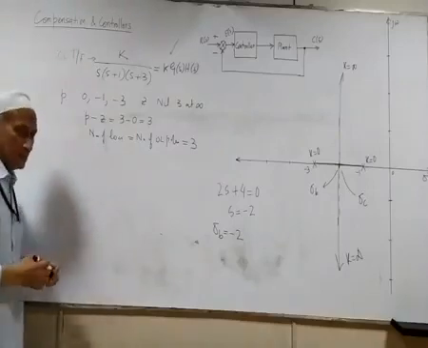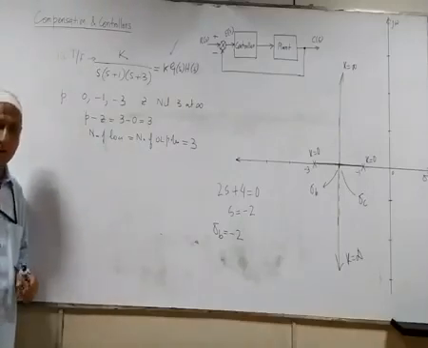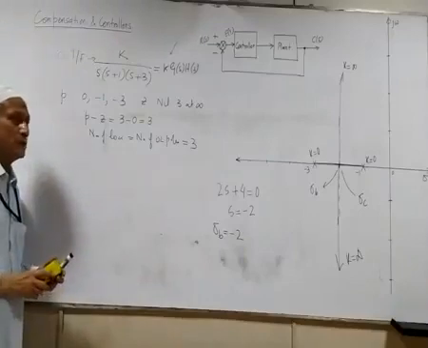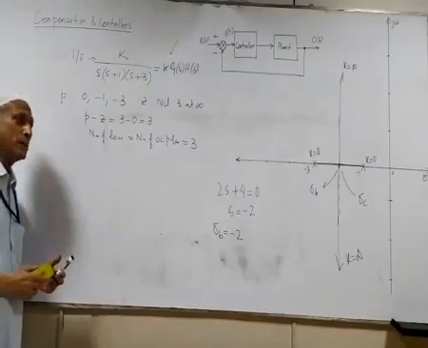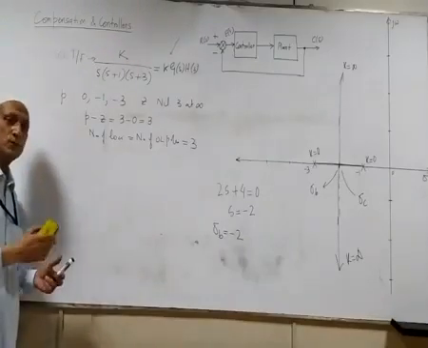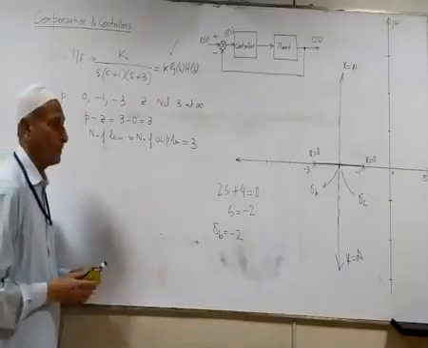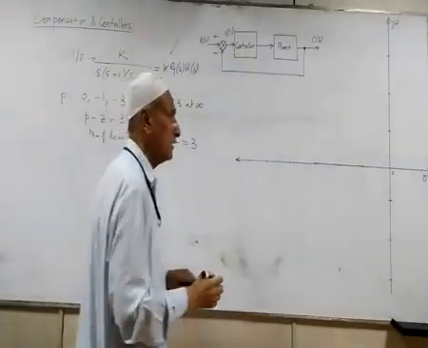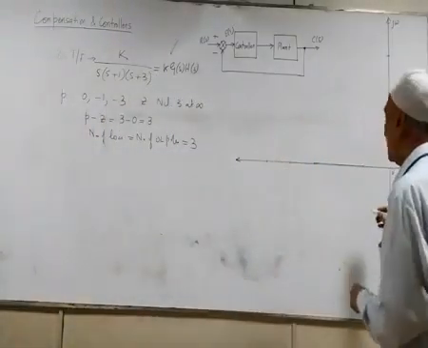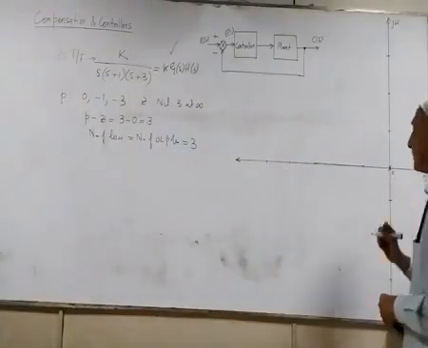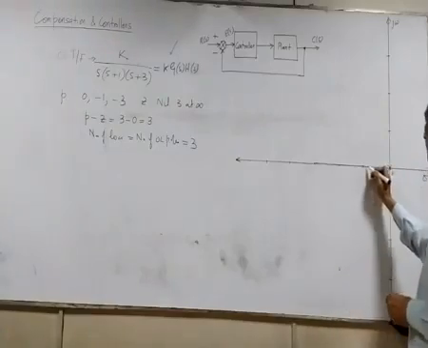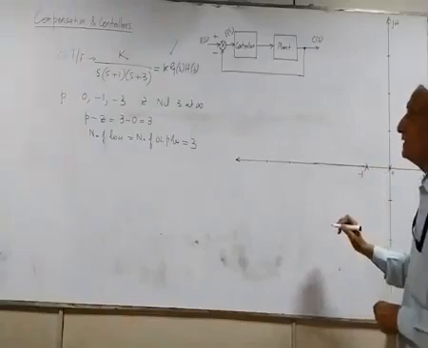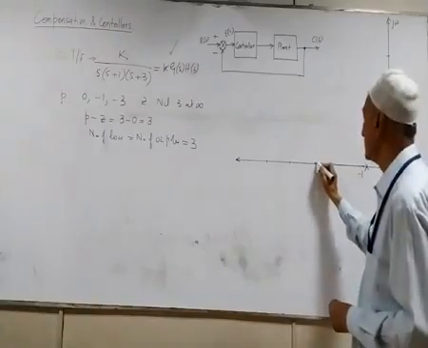Now let's plot the poles on the S-plane, and then we will draw the root locus. We have a pole at the origin, a pole at minus 1, and a pole at minus 3.